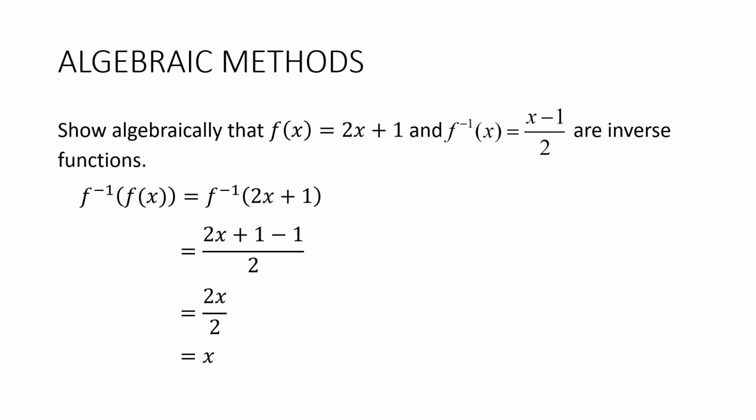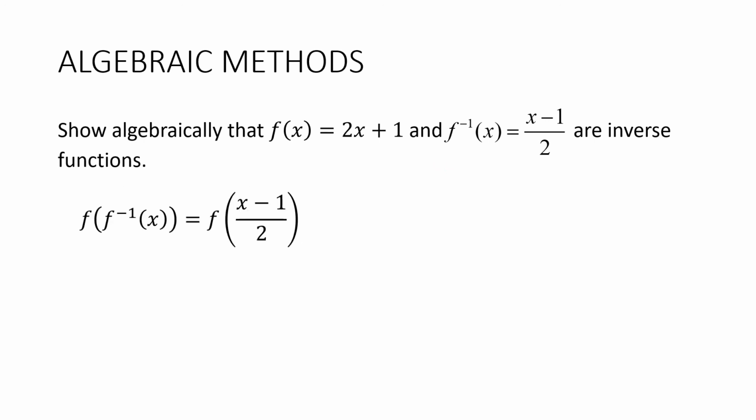We can also go the other way and start with f of f to the negative 1 of x. Instead of f to the negative 1 of x, I'm putting x minus 1 over 2. And everywhere in this function that I see an x, I'm going to put this. Tidying this up, this will cancel out. I end up with x minus 1 plus 1, which of course is x. So again, they are inverse functions.